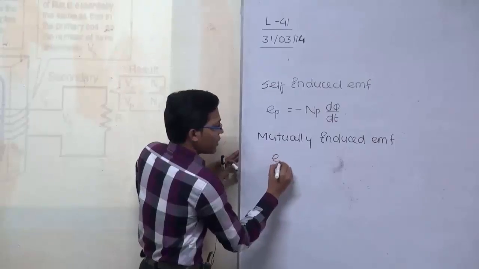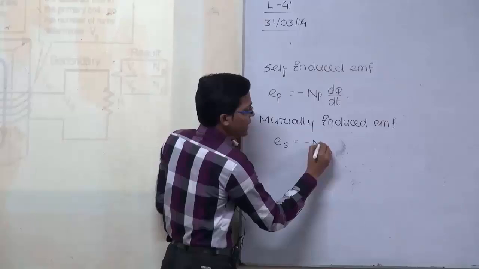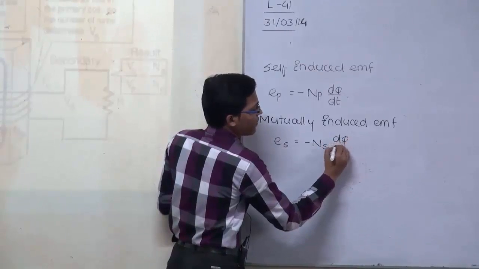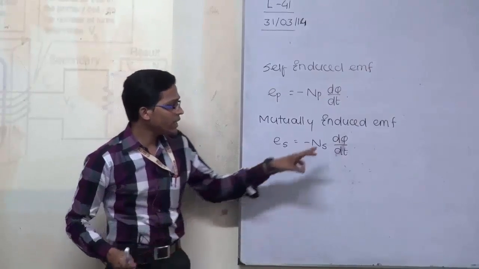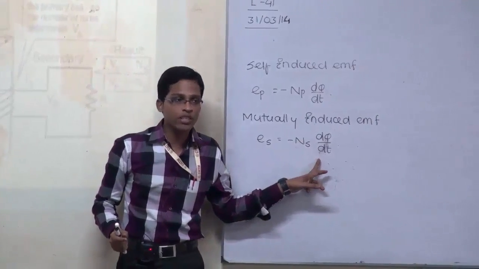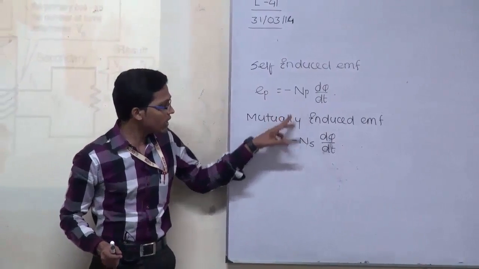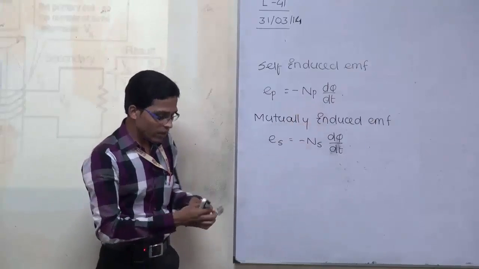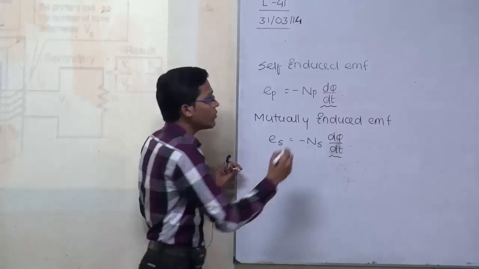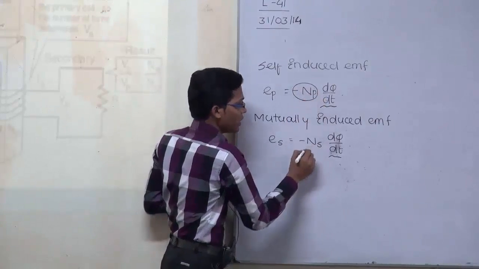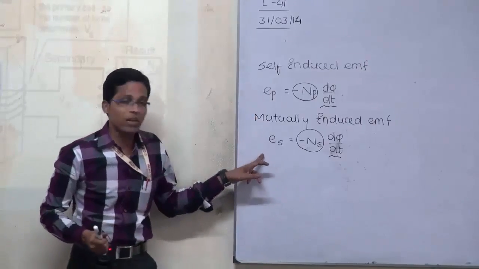Okay, and take this one as ES, the EMF induced in the secondary winding, that is given by minus NS into d phi 2 dt. d phi 2 dt stands for the rate of change of flux, NS stands for the number of turns in the secondary winding. So if you see these two equations, d phi by dt is the same here, only NP and NS change. So this is the way a transformer works.